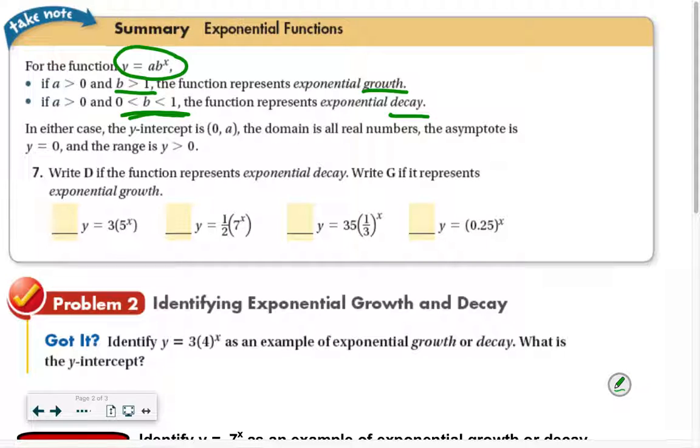So let's move on to 7. It says, write d if the function is decay, g if it's growth. If I look at 5 to the x power, is that growth or decay? Growth, yeah.